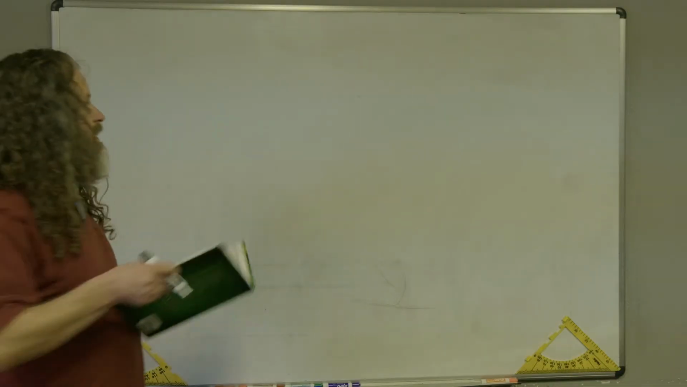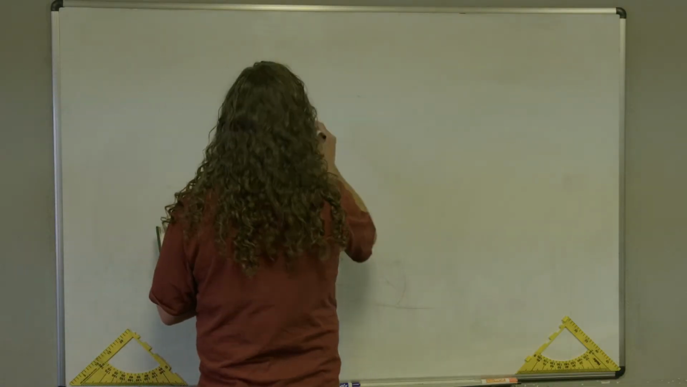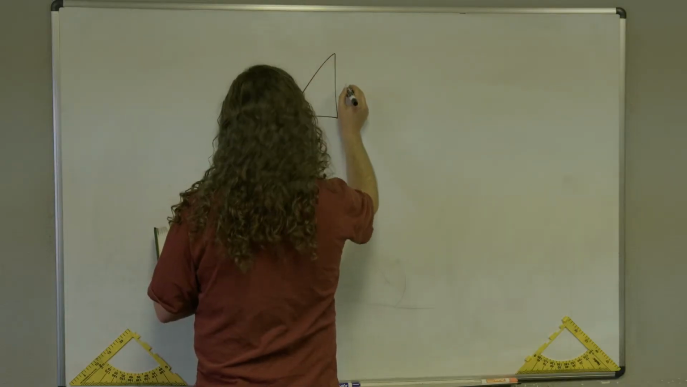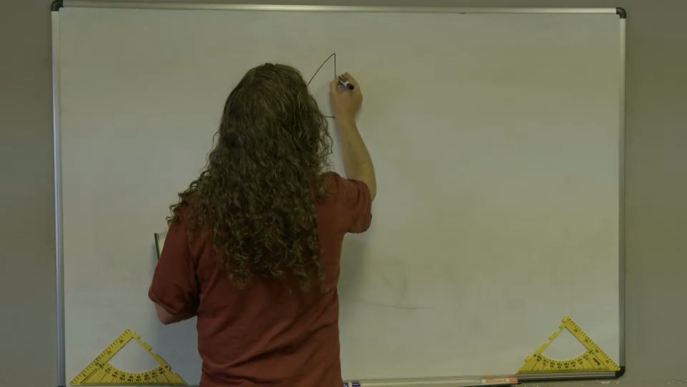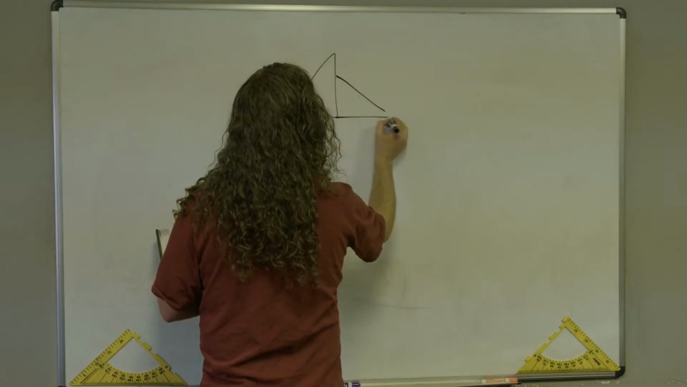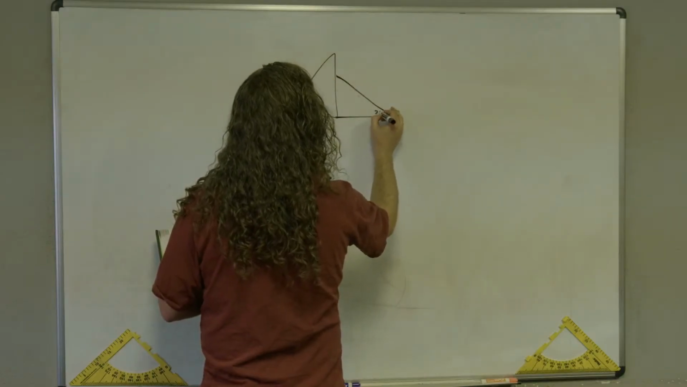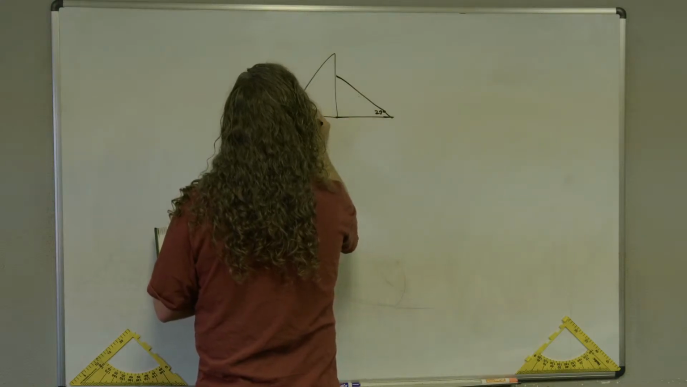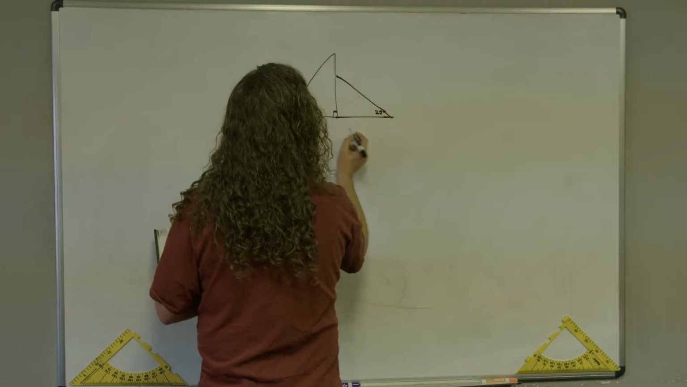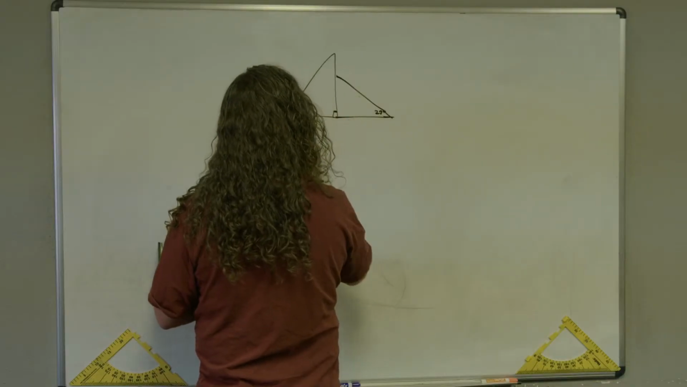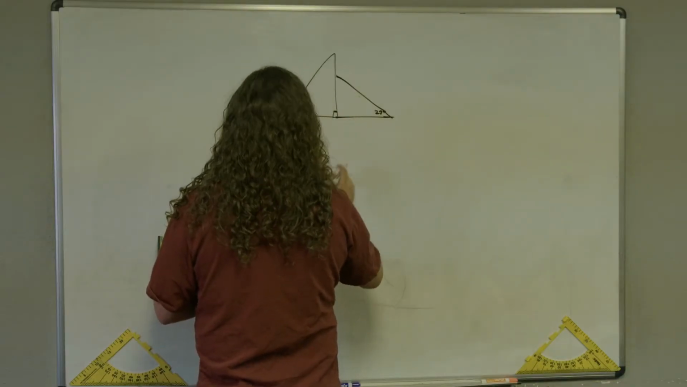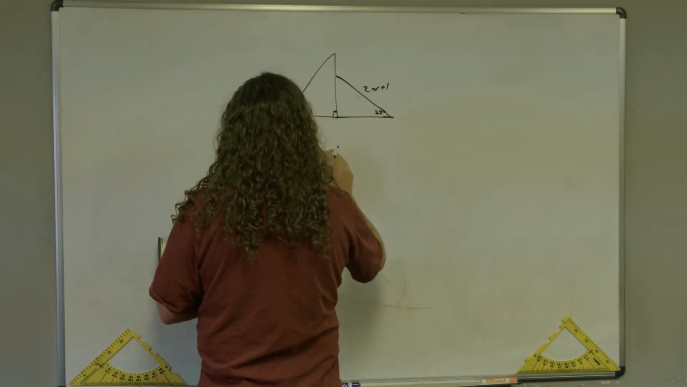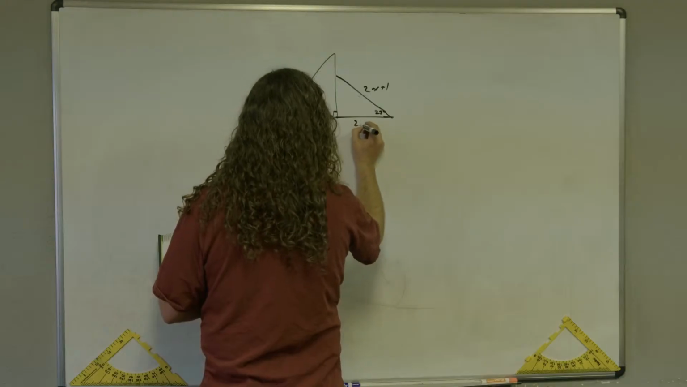Number 20, we have this triangle, more or less. I didn't draw it right at all, but we'll get there. This is 22, and this is also 22. And this is a right angle, which means that the triangles are similar. We've got 2x plus 1, and we have 2x plus 1.